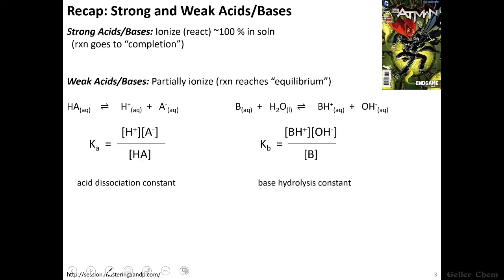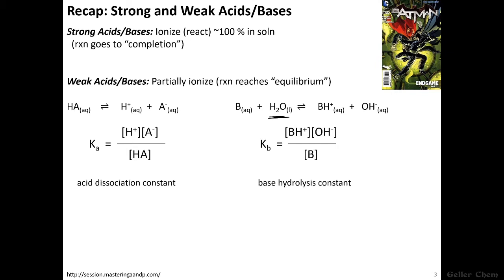Weak bases are very similar, except the base will react with water, take a proton away, forming BH+, and leave behind hydroxide, and there's a Kb expression for this equilibrium, and it looks very similar to what we saw over here. Now, one possible point of confusion to clarify is that our base reaction has the water clearly written in it, whereas the acid reaction doesn't show water. And this is something that I brought up in the last lecture.